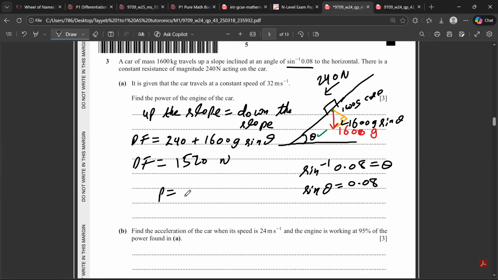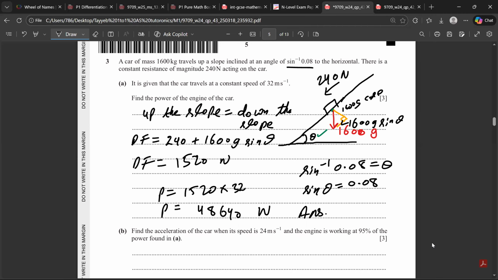1520 times 32. It will be 48,640 watts. Answer.